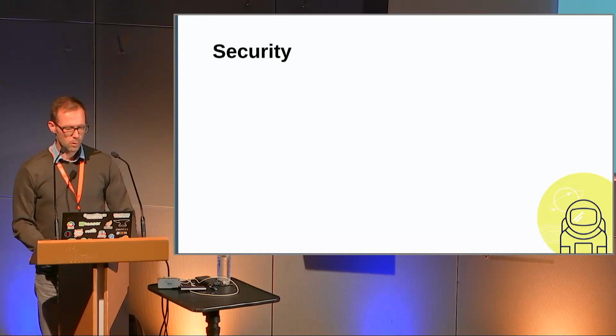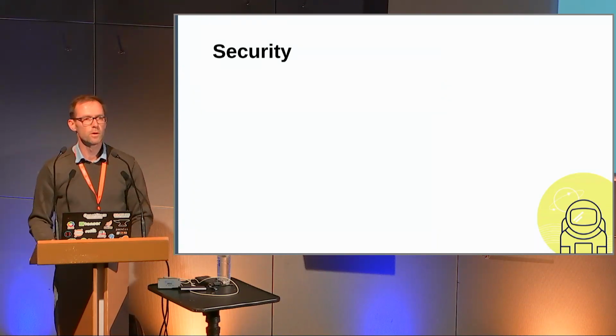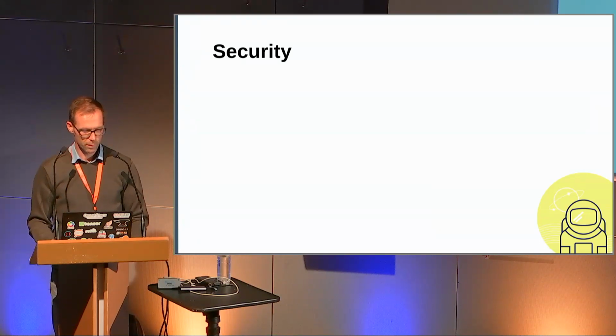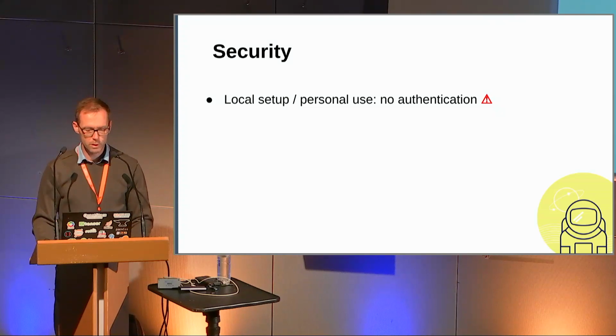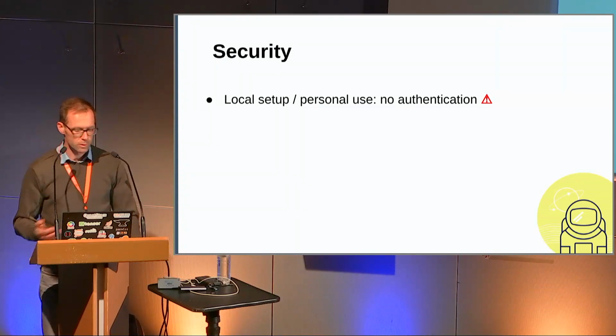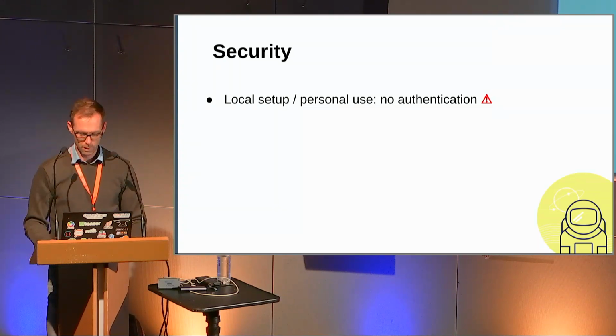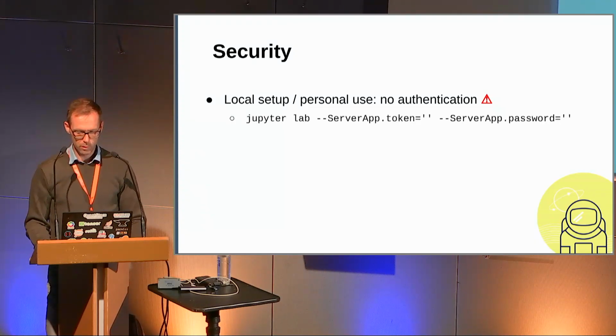So let's talk a bit about security, because when you have a server, you have to think about security and who can access it. For example, if I'm alone working on my machine on a local setup, I may just want to disable everything. That's doable. If I don't want any token, I can pass it on the CLI, and no password either. And then I can access my Jupyter Lab application without any token on any browser.